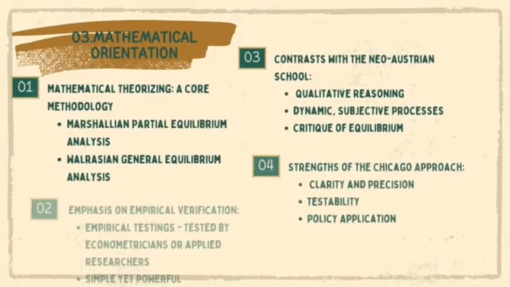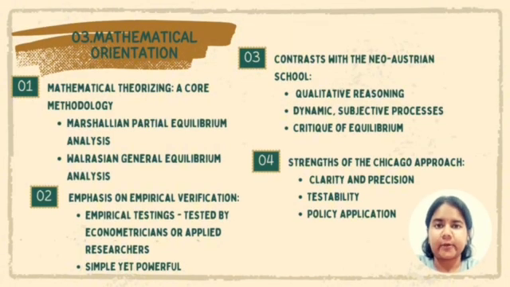The third major tenet here is this mathematical orientation. This mathematical orientation reflects its commitment to precise, rigorous analysis and the development of testable economic theories. The first point here is the mathematical theorizing, a core methodology. Mathematics is used to formalize economic relationships, ensuring clarity and logical consistency.